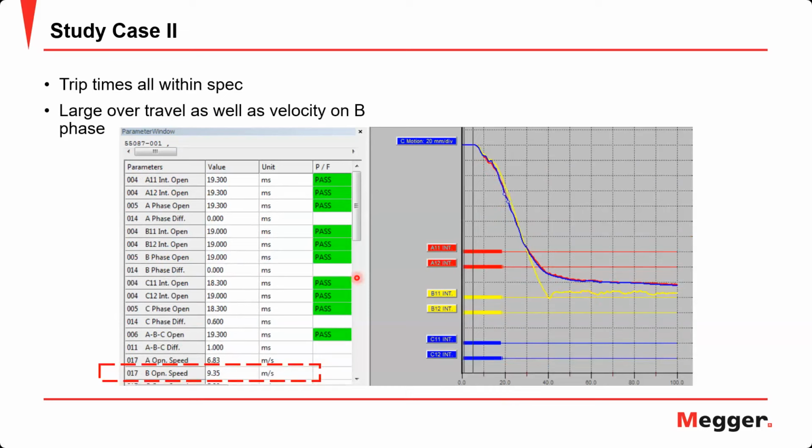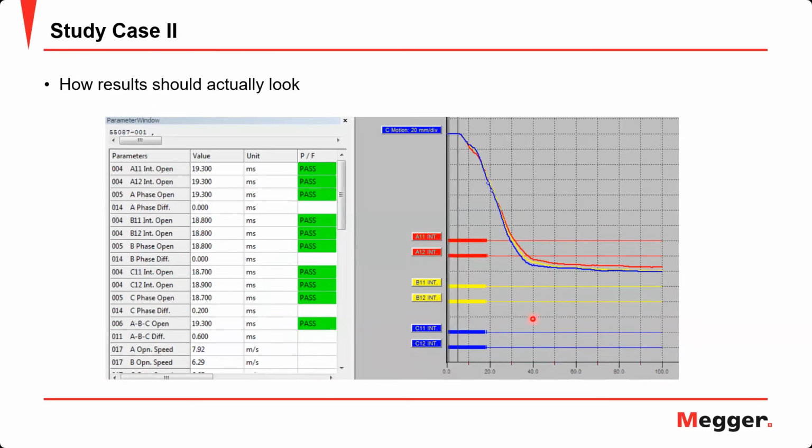We can see the timing results are good. However, we can see extreme speed in this region for phase C when we look at the motion results. You can see phase A is 6.83 meters per second, whereas phase B is 9.335 meters per second. So the mechanism was fixed, and we can see the three motion curves are basically on top of each other.